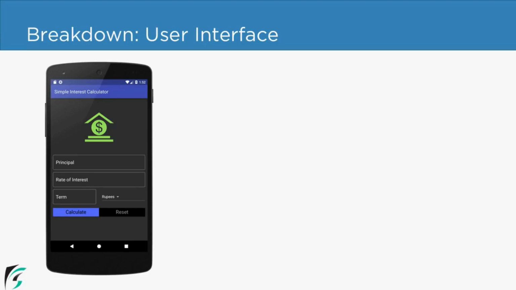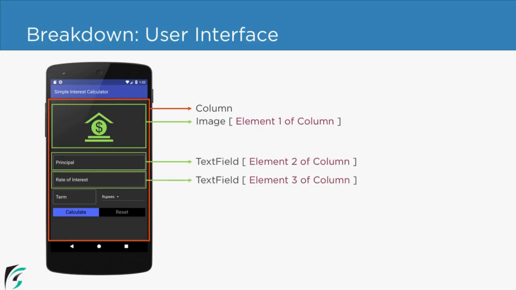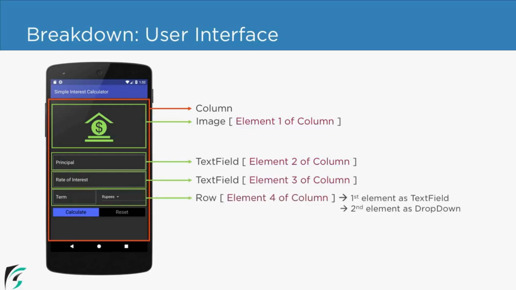So here this whole section will be our column. And within the column we will have several elements, such as the first element as the image, the second element as our text field, third element again a text field. Now our fourth element will be a row, and within the row we will have two elements of text field and drop down, which you can find here within the yellow boxes.